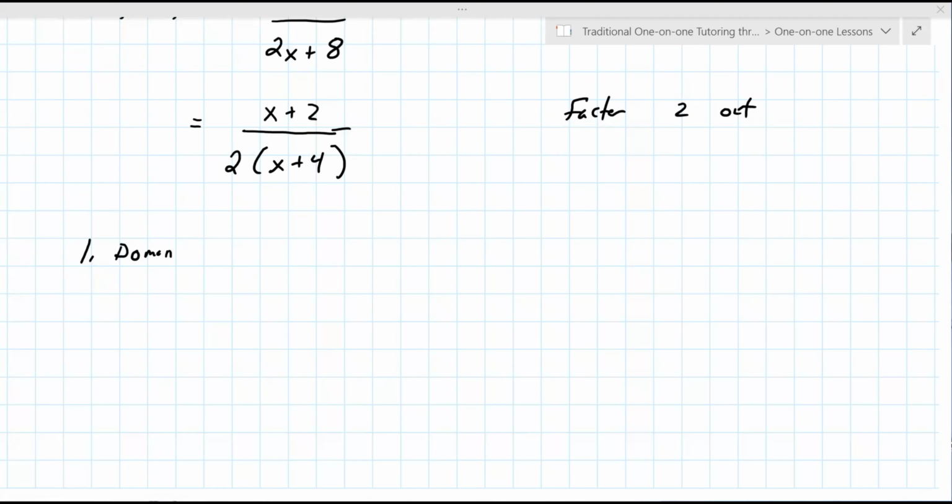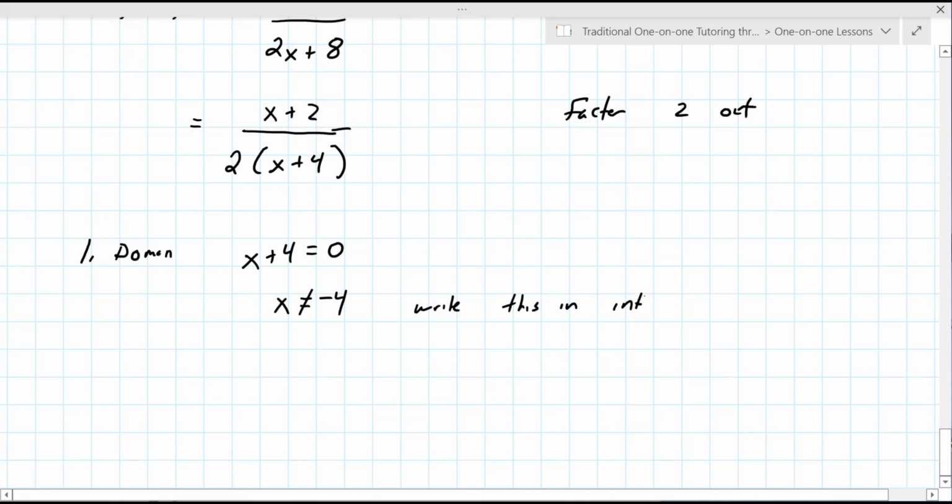So you set the denominator to 0. Yes, but you don't have to set the 2, because it's not a term with x, only the x terms. So would it be 8? You're setting x plus 4 equal to 0. Oh, so it's 4. Oh wait, no, it's -4. Sorry. Yeah. x cannot be -4, and then you have to write this in interval notation.